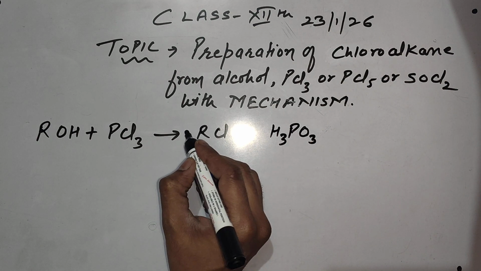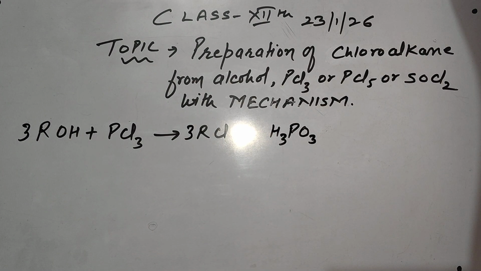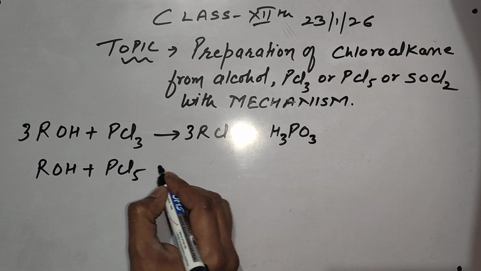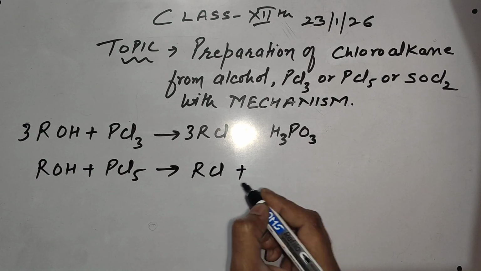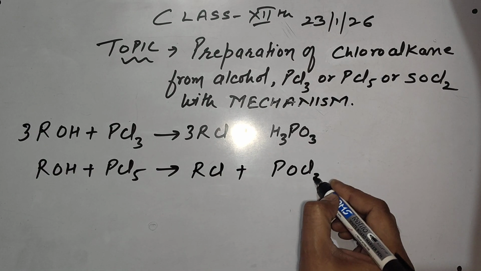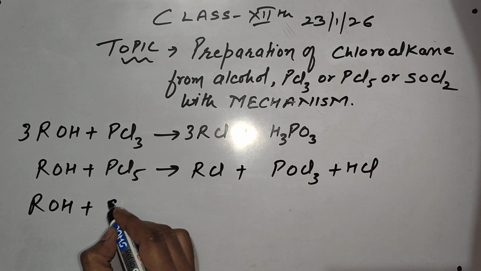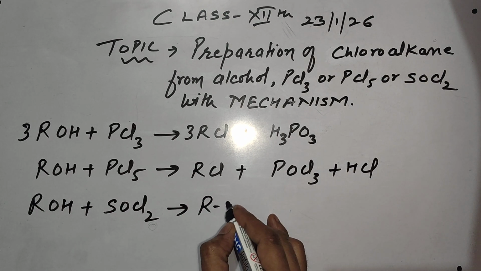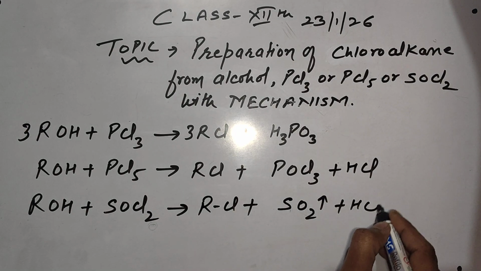The reaction will be balanced, 3 and 3. And if alcohol is going to react with PCl5, same technique, OH will be replaced by Cl, so RCl, and the side products will differ: POCl3 plus HCl. ROH plus SOCl2, again the same, OH will be replaced by Cl, giving RCl, and the side products will be sulfur dioxide gas and HCl gas.